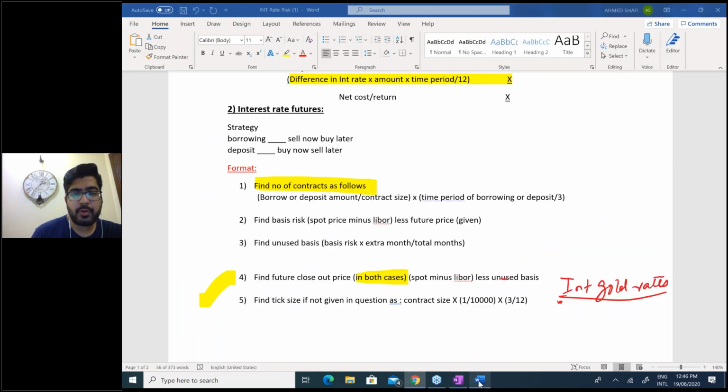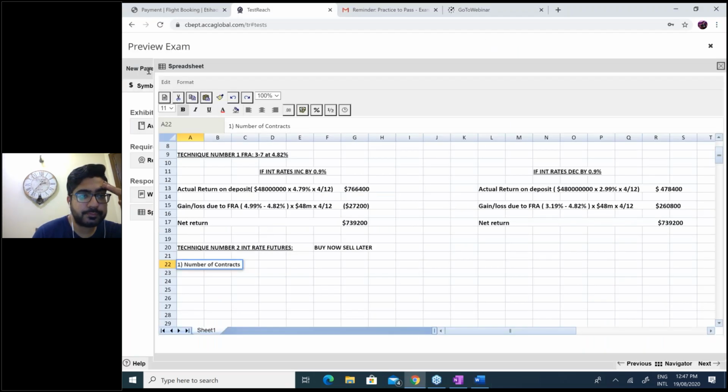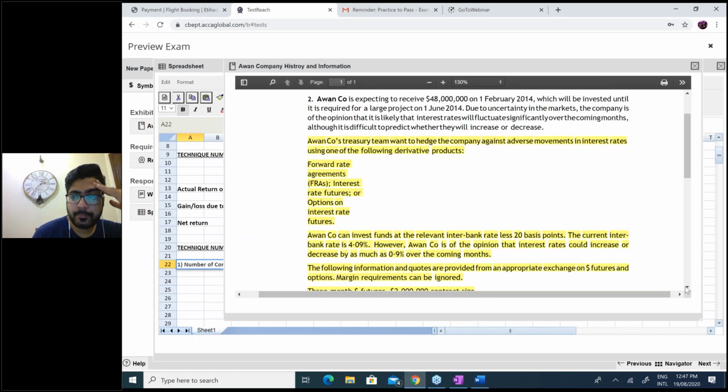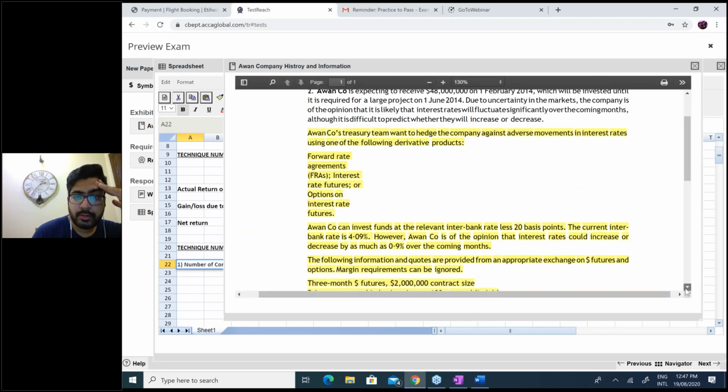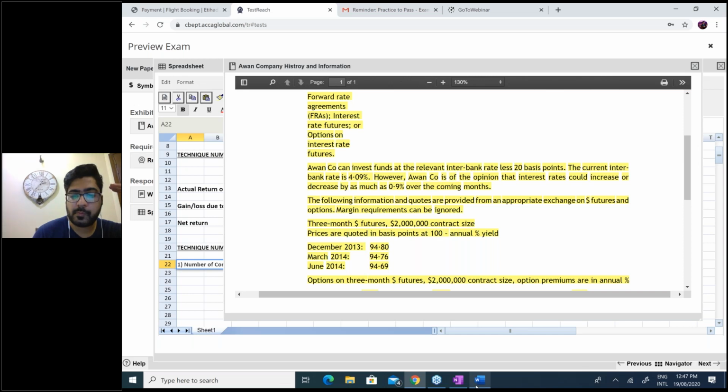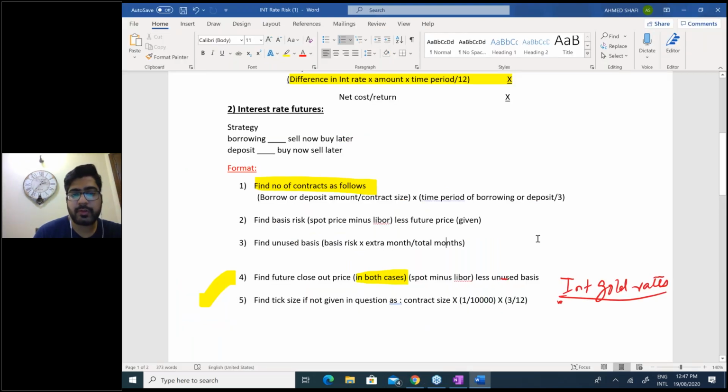The formula of number of contracts is borrow or deposit amount. What is the borrow or deposit amount? 48 million, over contract size. So what is the contract size in the question? 20 million. Into time period of borrowing or deposit, that's 4 months over 3.